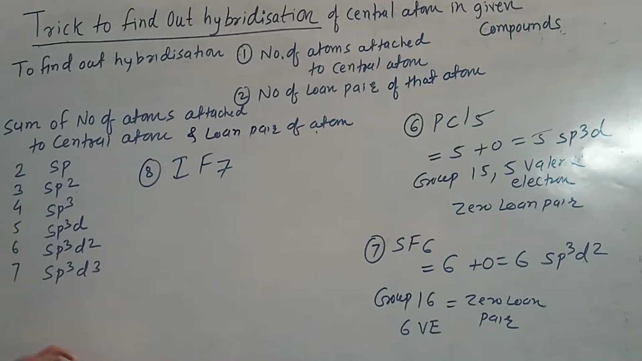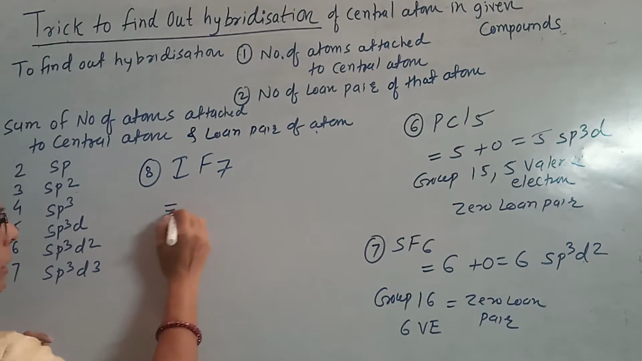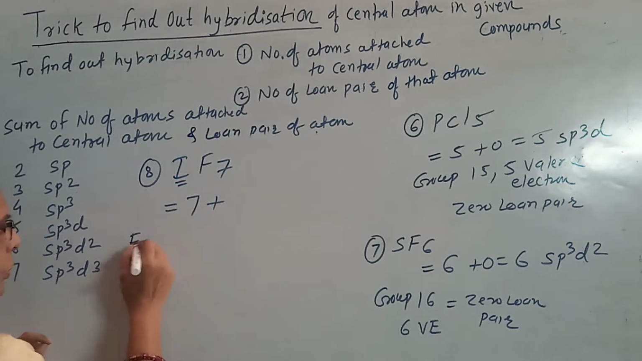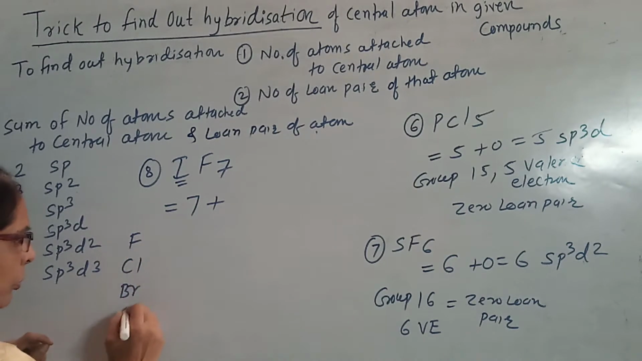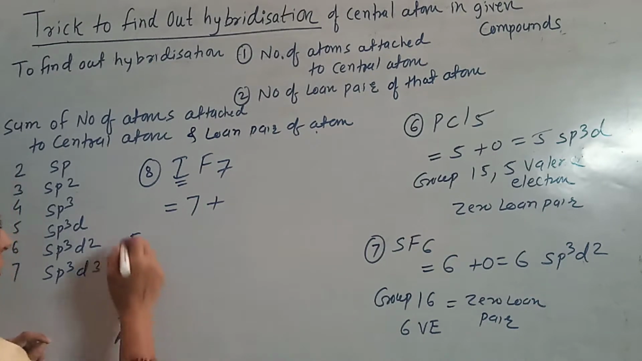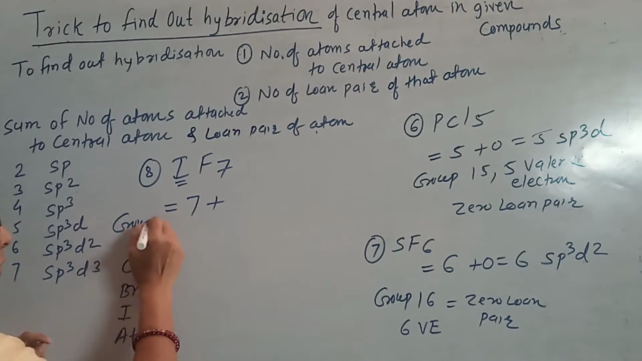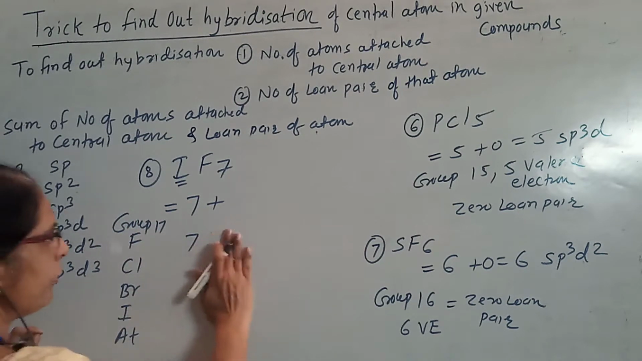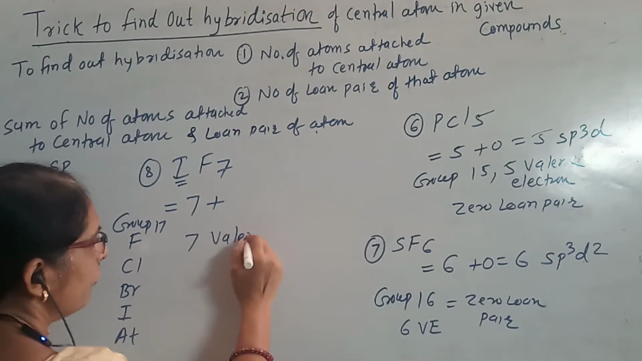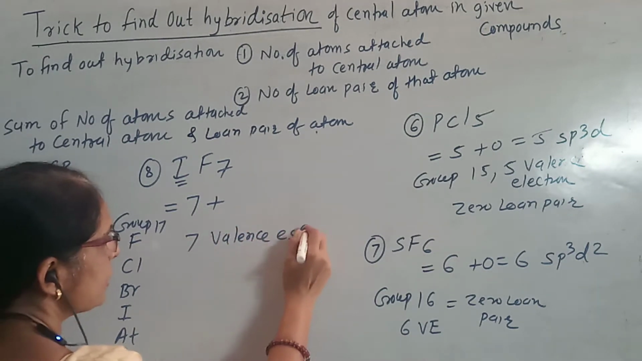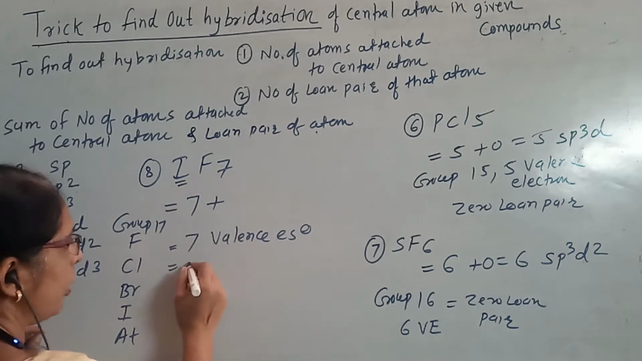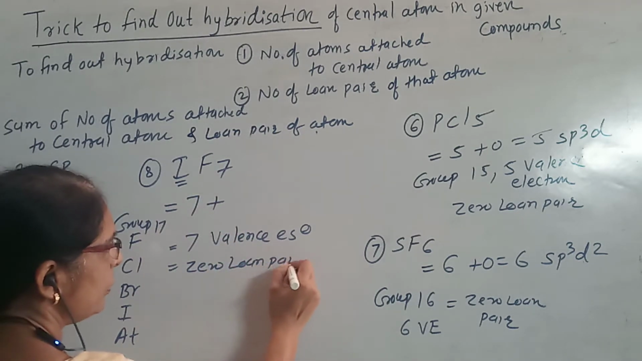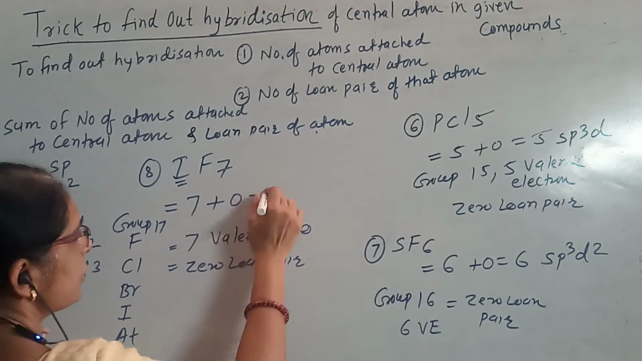In IF7, the number of atoms attached is 7, plus iodine. Iodine is group 17: fluorine, chlorine, bromine, iodine and astatine. Remember, group 17 has 7 valence electrons. All 7 valence electrons are busy in forming the bond. So it has 0 lone pairs. So 7 plus 0 is 7.